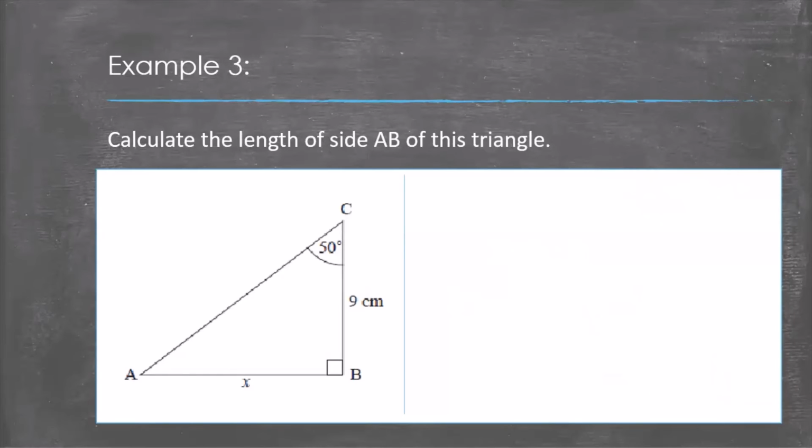Next one, calculate the length of side AB in this triangle. So side AB, it's actually labeled as X, so it's just the connection point from point A to point B. We want to find out how long it is. So the first thing we're going to do is label the triangle.